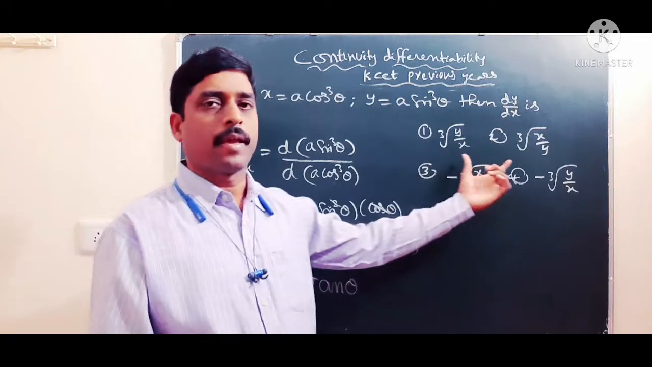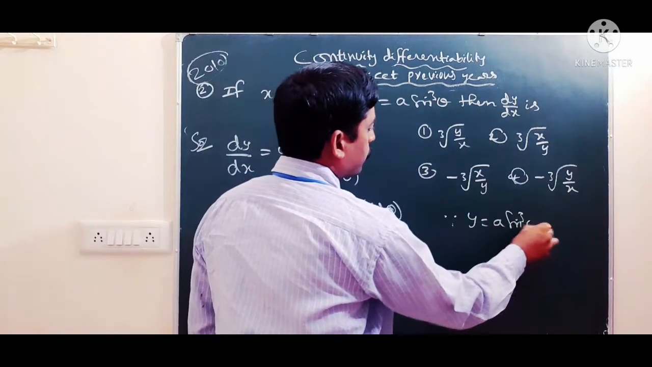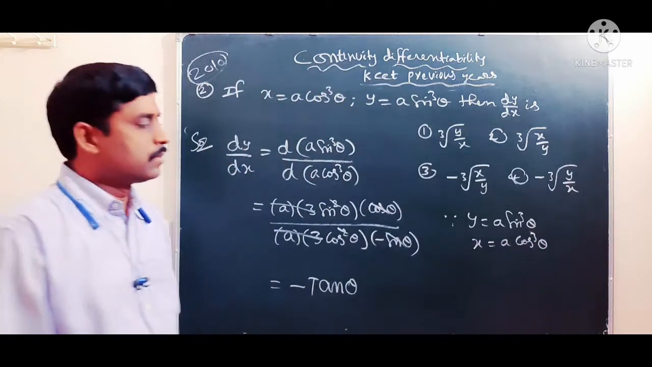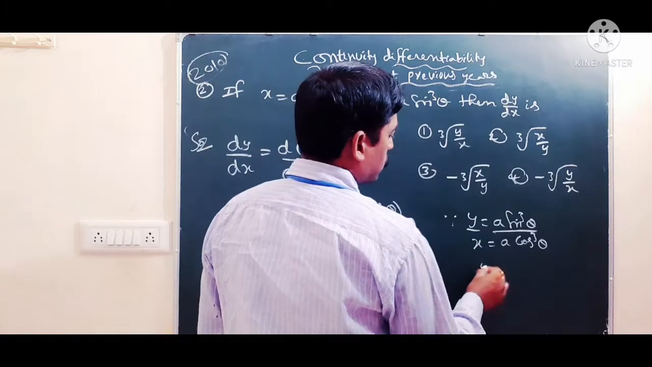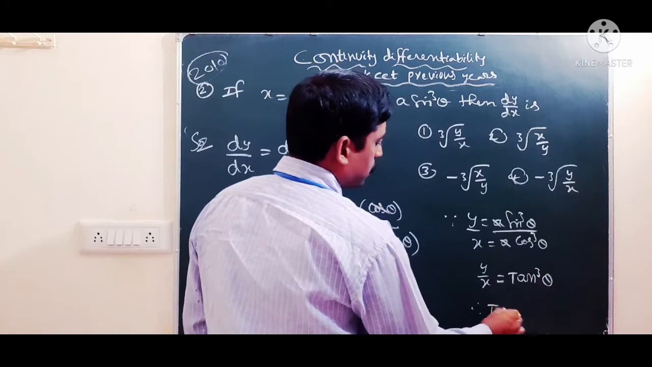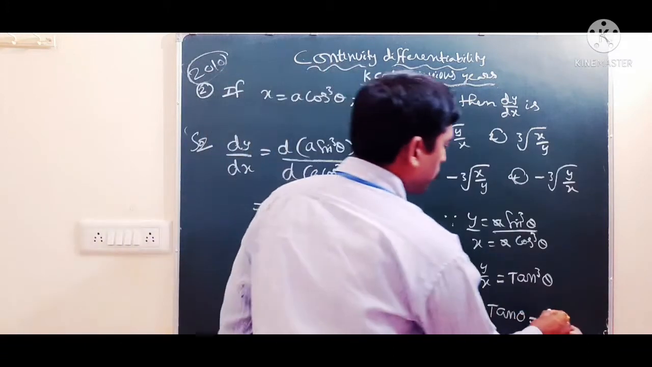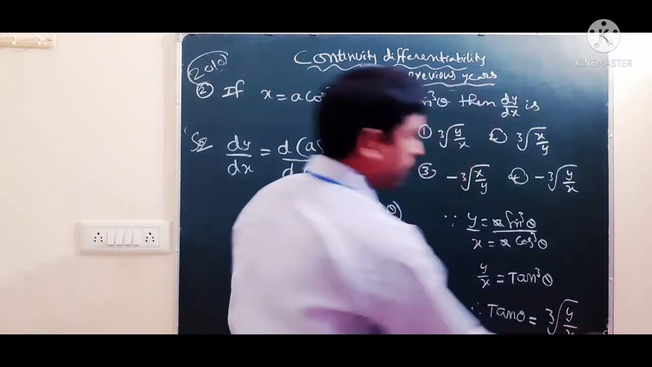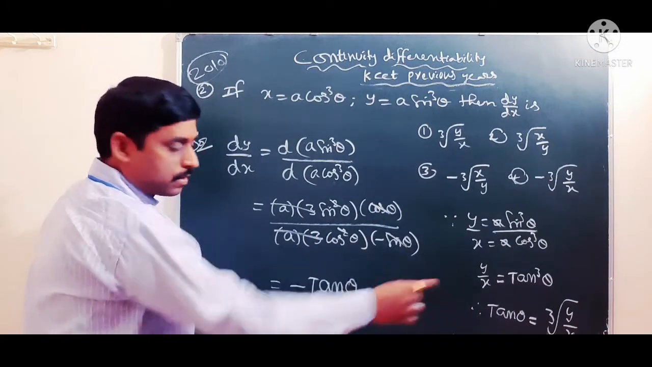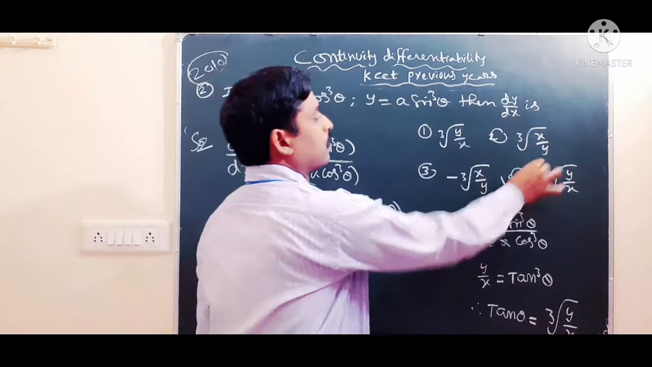But what is given? The x and y combinations are given. So y is equal to a sin cube theta and x is equal to a cos cube theta. Divide these two equations. So y by x is equal to, a gets cancelled, tan cube theta. Therefore tan cube theta equals y by x, therefore tan theta equals cube root of y by x. So the answer is minus, where tan theta value we got is cube root of y by x. Which option is correct? Fourth option is correct.